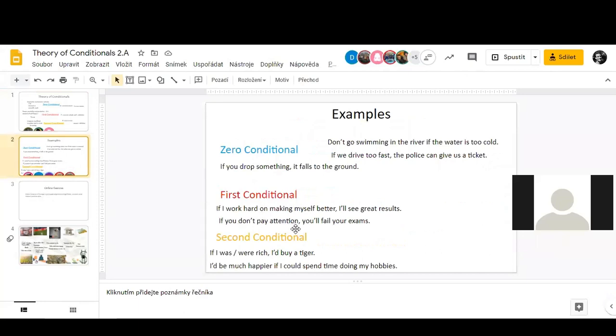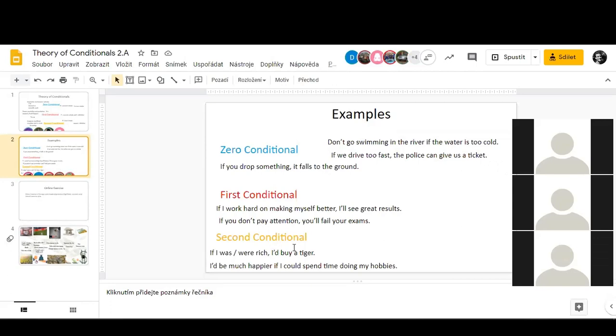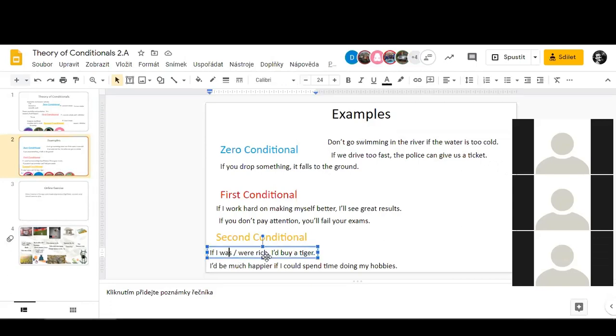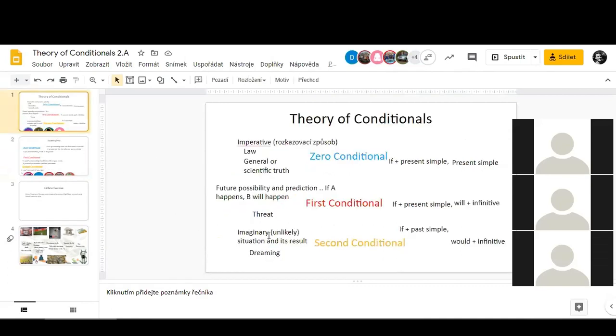Okay, Peter, please, over here. If you don't pay attention, you will fail your exams. Threat. It's a threat, exactly. A threat made by a teacher. Good job, Peter. Now, Aj2r, if I was rich, or if I were rich, I would buy a tiger. What kind of situation is this?